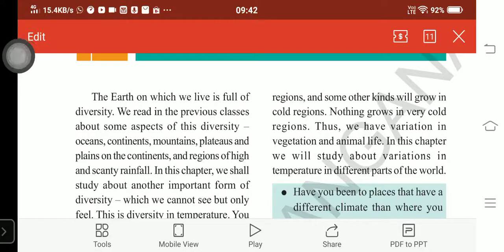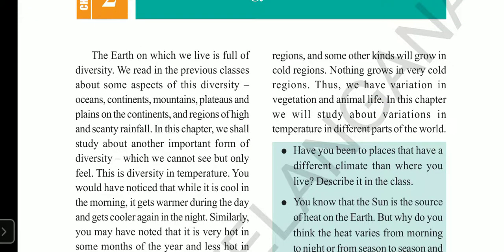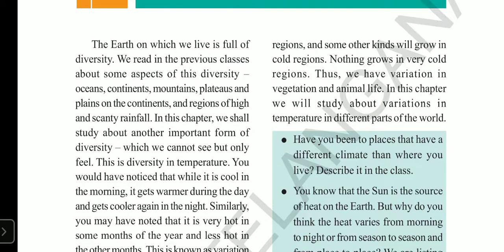There are many variations or varieties on the earth which we have seen: oceans, continents, mountains, plateaus, and plains on the continents. And somewhere we see the rainfall is low and high. In this chapter we are going to study one particular important form of diversity that we cannot see but we can feel.